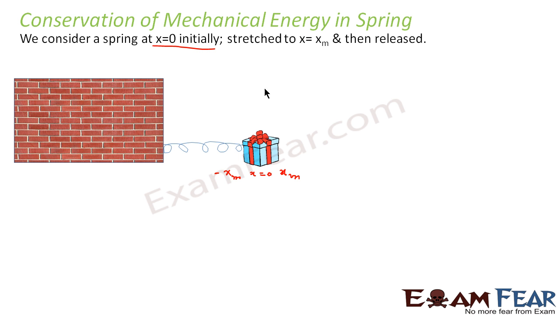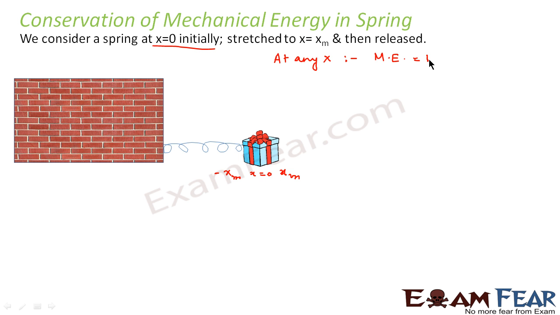Right, so now we will see the conservation. We know that energy gets conserved at all the points. So the total mechanical energy at x equal to 0 will be equal to the total mechanical energy at x equal to xm, will be equal to the total mechanical energy at any point between x equal to 0 and x equal to xm. Now let us suppose at any x, what will be the mechanical energy? Let us suppose any x is any point between these 2 points.